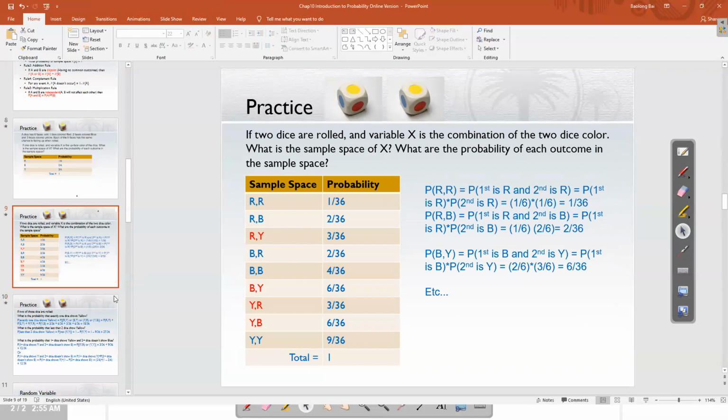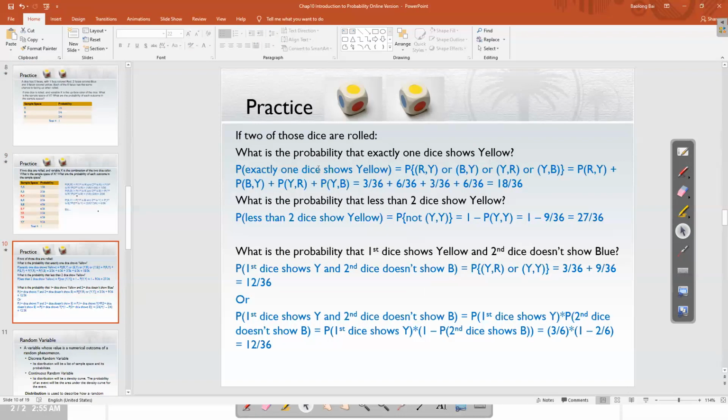So then the probability of exactly 1 die being yellow equals the probability of red-yellow or blue-yellow or yellow-red or yellow-blue. And for each of the outcomes, we already found the probability here. So we just find the corresponding probability. 3/36 plus 6/36 plus 3/36 plus 6/36 for yellow-blue, right? So it's 18 out of 36.